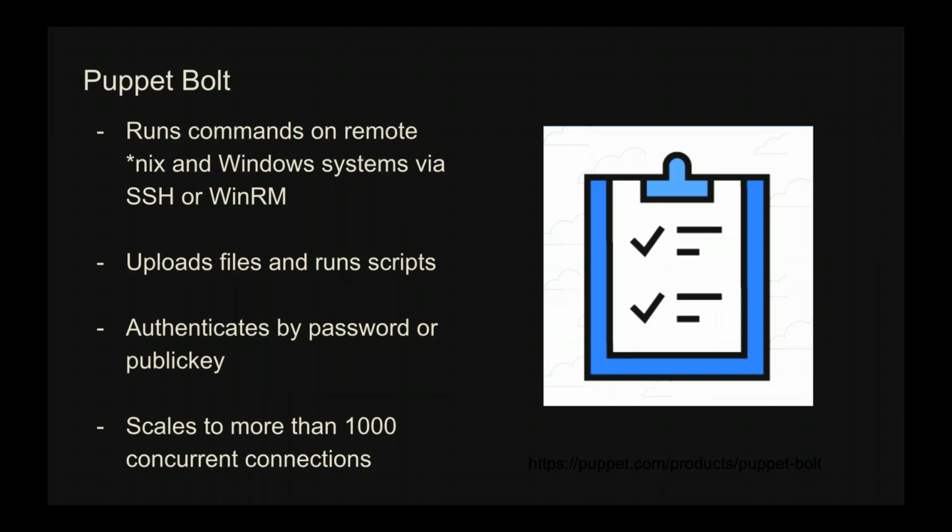Like I mentioned, it runs commands on remote Unix and Windows systems via SSH and WinRM. So yes, you can even manage Windows servers with Bolt. It lets you connect, and then you can upload files. You can run scripts. You can also run just simple commands. It authenticates either by a password or by a public key. And ideally for this situation, one instance of Bolt can scale to more than 1,000 concurrent connections.